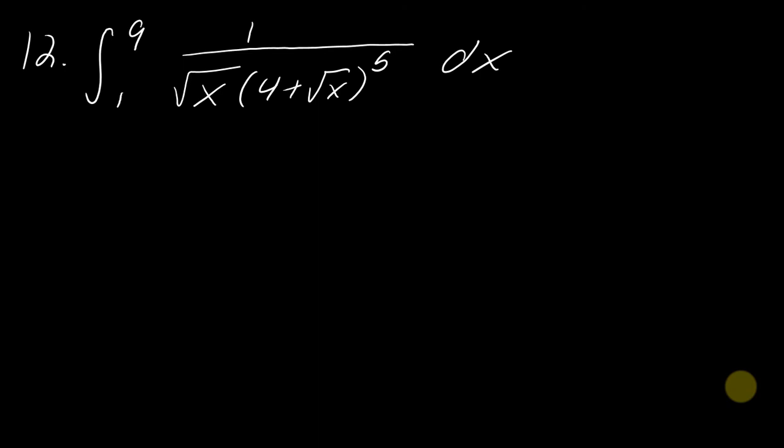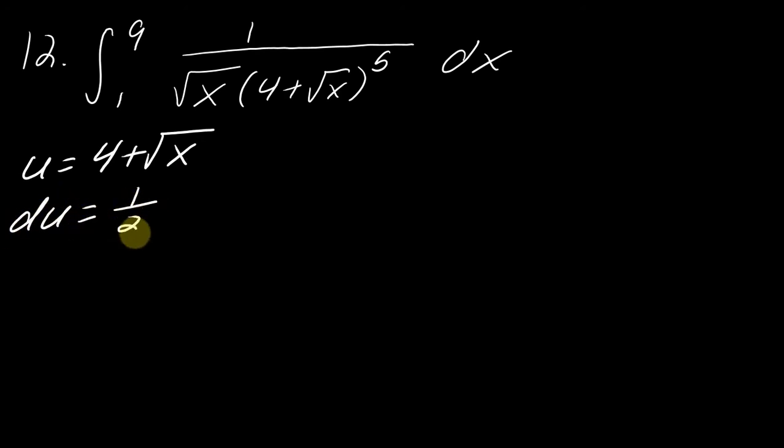Okay, so for number 12 here, I've got another definite integral. For this one, once again I'm going to use a substitution. My u is going to be 4 plus the square root of x, and then my du will be 1/2 x to the negative 1/2 dx. And you'll notice that's exactly what this piece is here, right? This 1 over square root of x, that would be this and the dx.